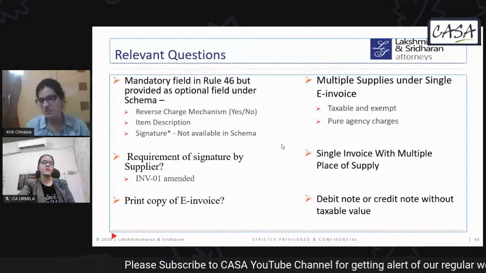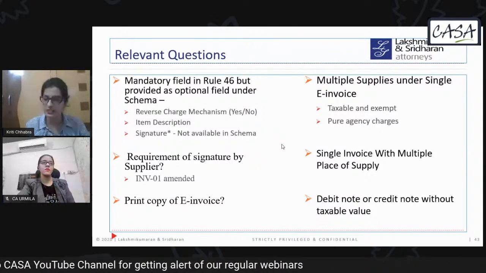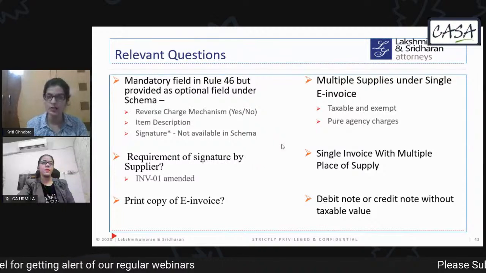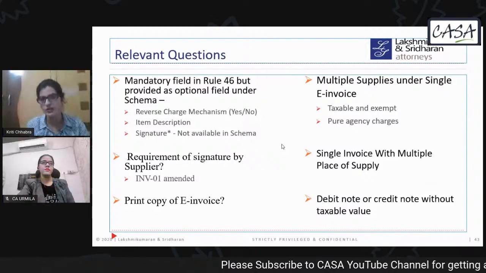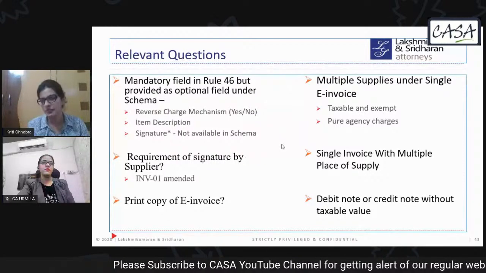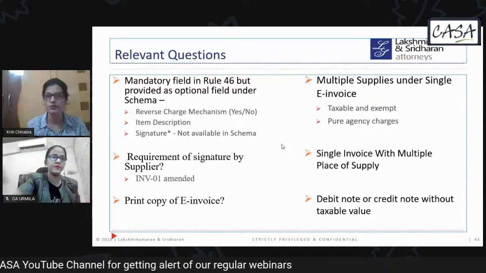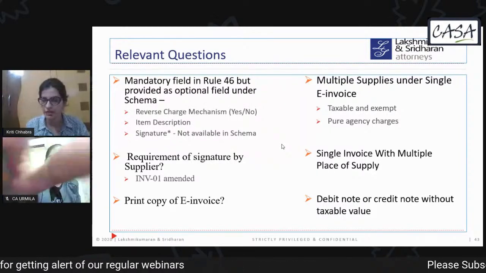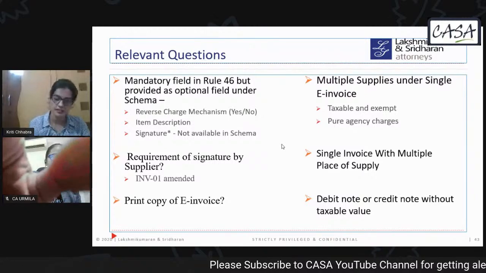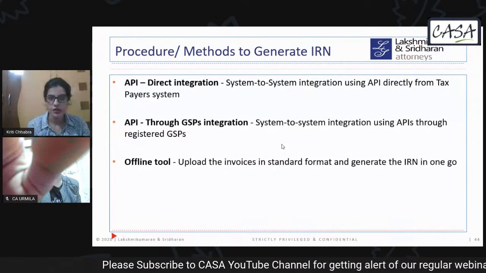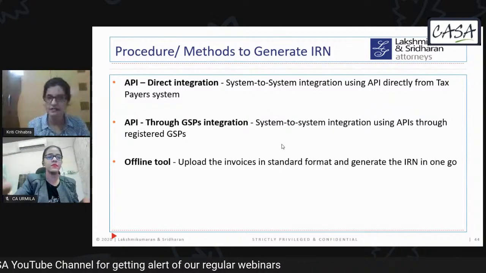There seems to be a major dispute in this respect. It is yet to be seen whether the system will accept zero taxable value. So this is doubtful. I don't see any facility which accepts zero taxable value. Therefore, some amendment should be made by the government in this respect. So these are certain issues which should be kept in mind. Either we should seek some clarification from the government, or this should be kept in mind while keeping or changing our systems. So, with regard to the procedure or methods to generate IRN, the system has given us three types of methods.